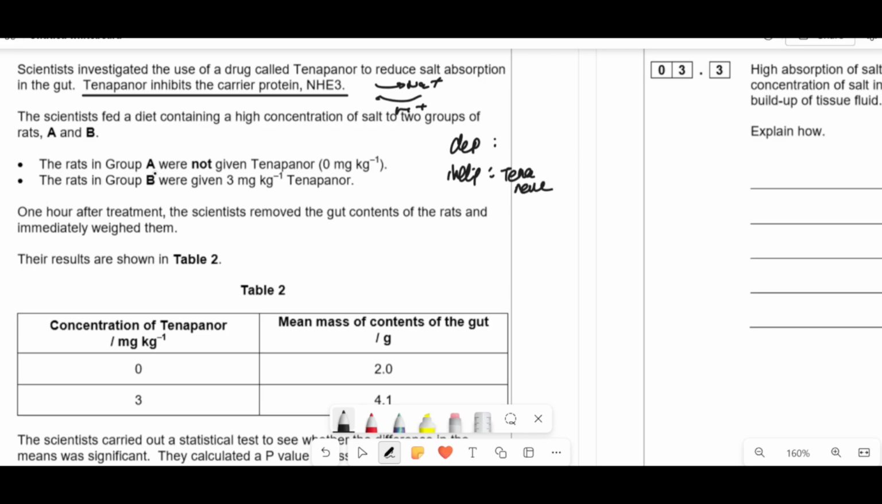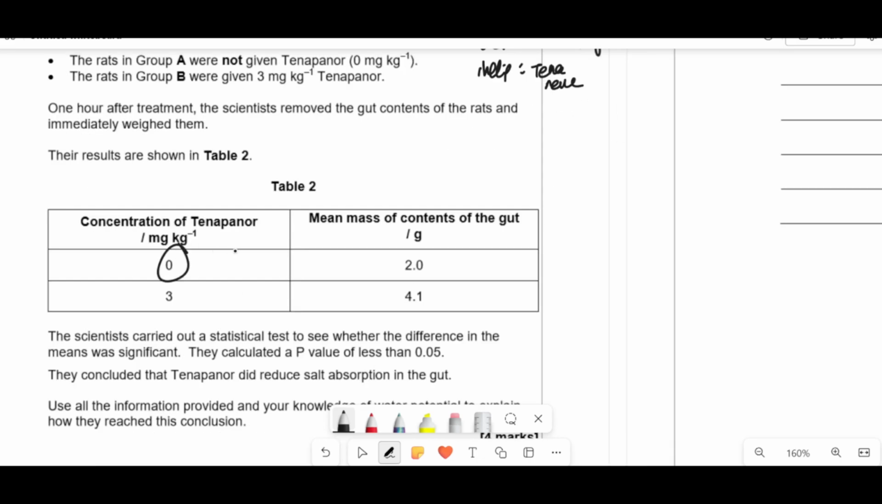Let's have a look. So A was given no tenapanor, B was given some tenapanor. Both of them had their gut contents of the rats removed and then weighed. So then it's the mass of the gut contents. What does this represent? Well, we need to figure that part out. When you don't give them tenapanor, it's 2. But when you give them tenapanor, it's gone up to 4. So tenapanor seems to have increased the mass of the gut contents.